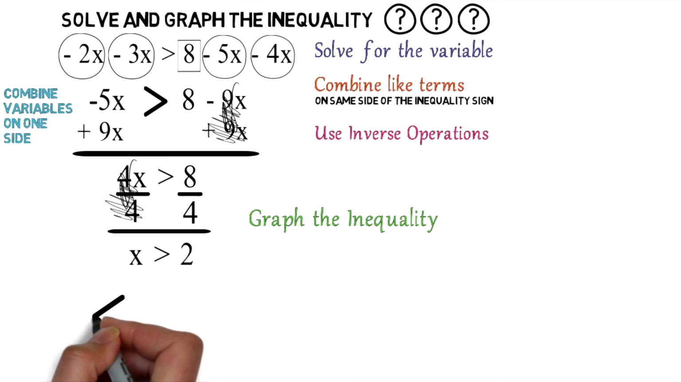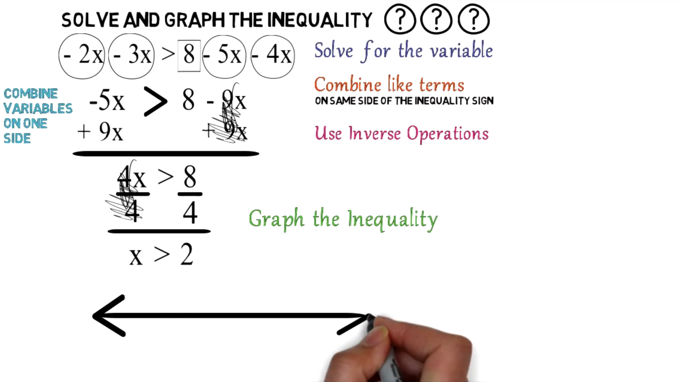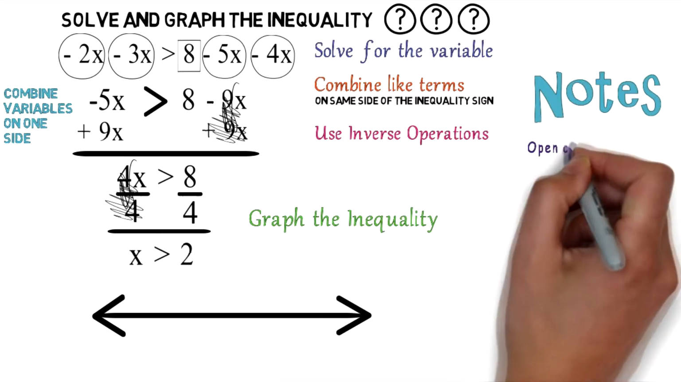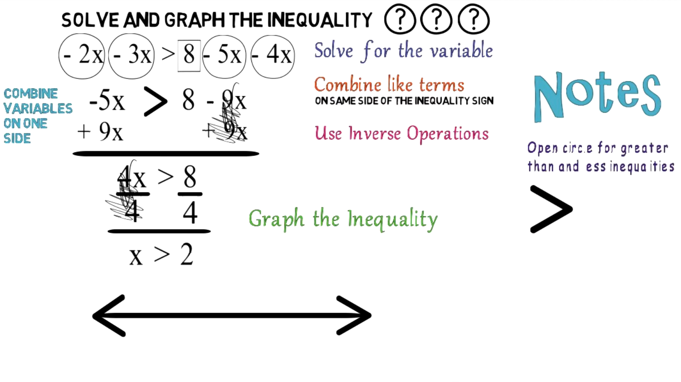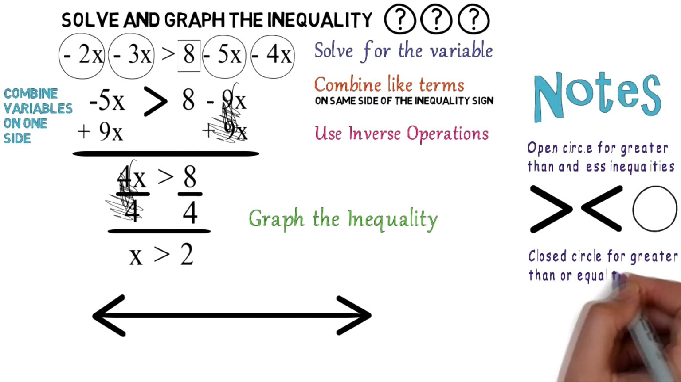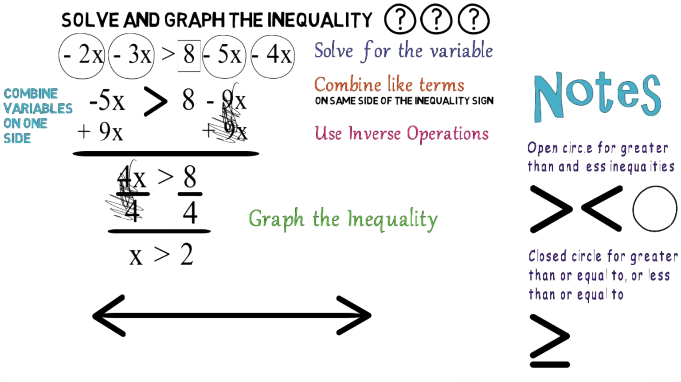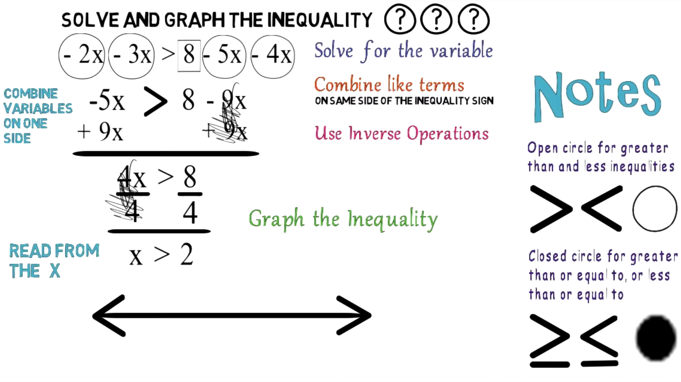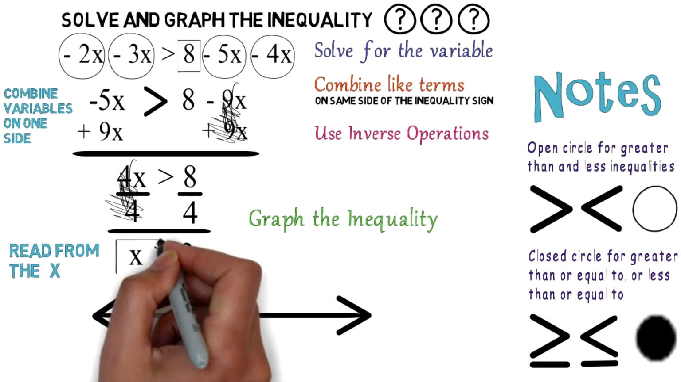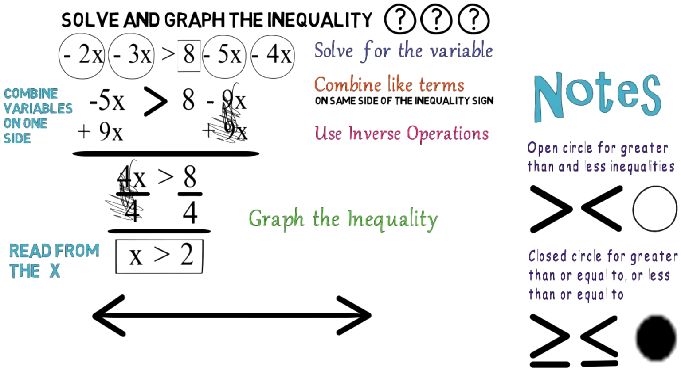So I'm going to draw a number line down below. And let's not forget our notes to use an open circle for greater than and less than inequalities, which look like this. You get an open circle, and use a closed circle for greater than or equal to or less than or equal to inequalities. And as I mentioned earlier, we always want to read from the x. So it's read x is greater than 2.